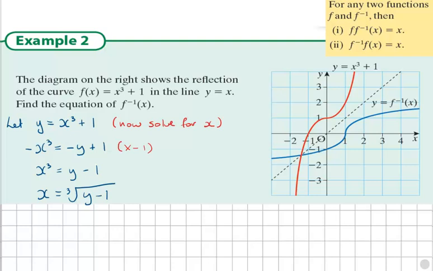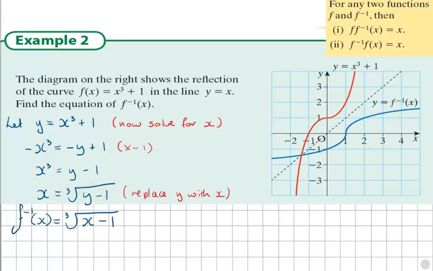And then bringing over the cubed, it becomes cube root. So we get x is equal to the cube root of y minus 1. And now we're going to replace y with x. So the x becomes f inverse of x. And then the y underneath the root becomes x. So the inverse function of x is equal to the cube root of x minus 1.